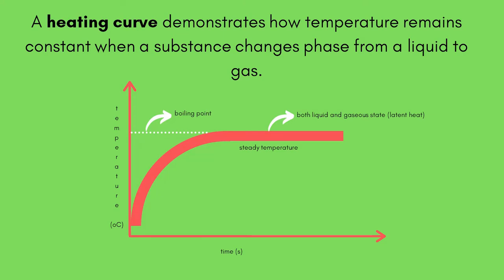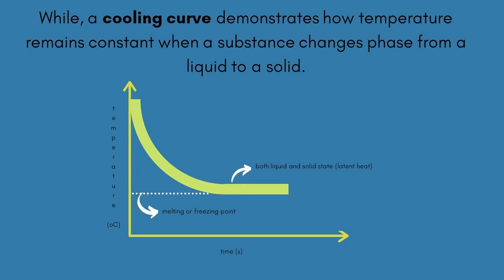A heating curve demonstrates how temperature remains constant when a substance changes phase from a liquid to a gas, while a cooling curve demonstrates how temperature remains constant when a substance changes phase from a liquid to a solid.